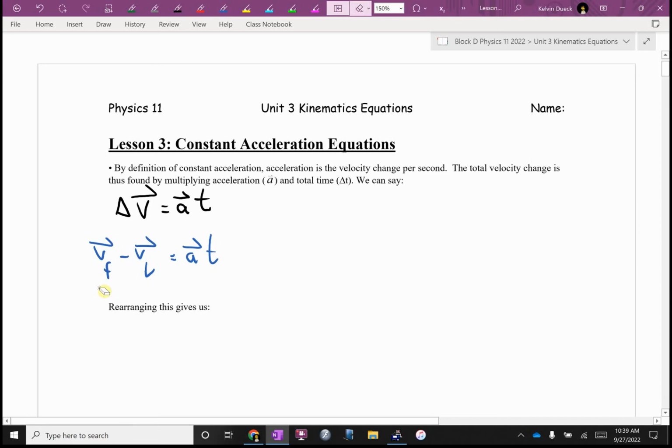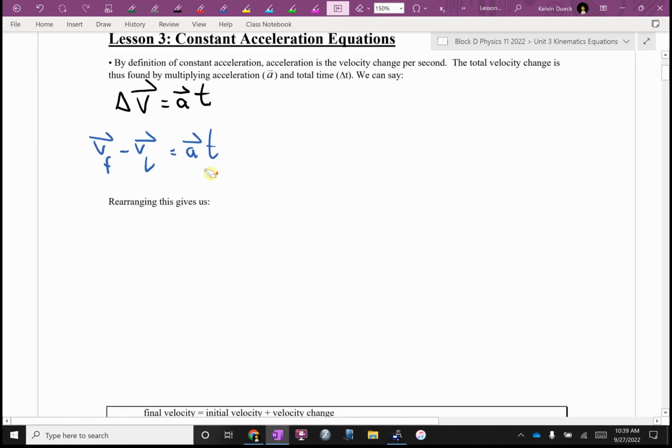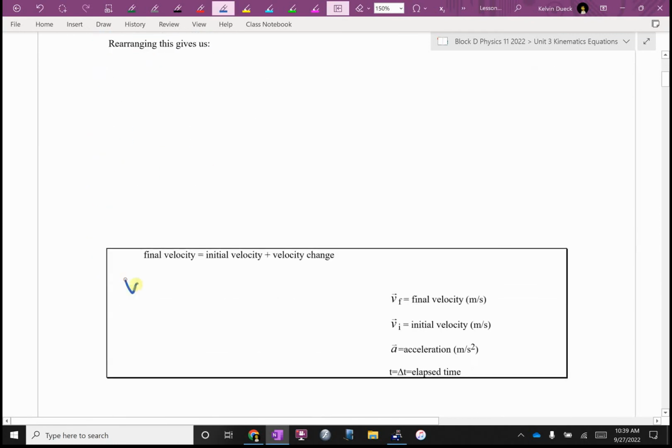And then I'd like to get the VF by itself. I'd like to move the VI over. What's the VI doing to the VF? Adding, subtracting, multiplying, or dividing? So how could I move it to the other side? What's the opposite of subtraction? If I rearrange that, this gives us VF equals VI plus AT, which I think is the first equation in that row of 4, 3rd row down.